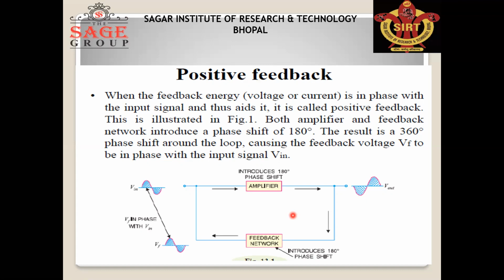Or in positive feedback, when we mix two signals, the input signal and the feedback signal, the resultant output signal will increase, right? So in the figure, this is the amplifier and this is the input signal, and this is the feedback signal. You can see here that input signal and feedback signal both are in same phase. That's why it is known as the positive feedback process.